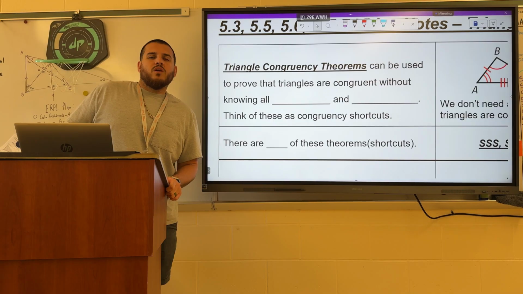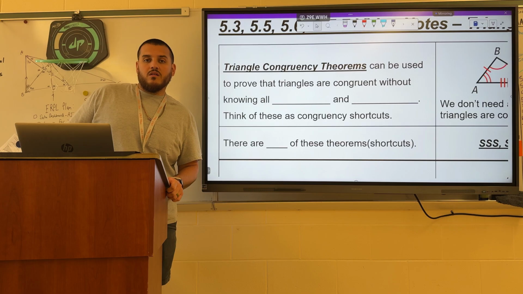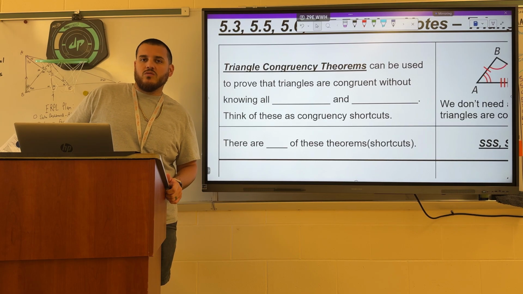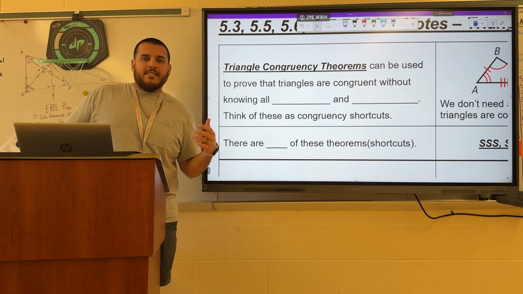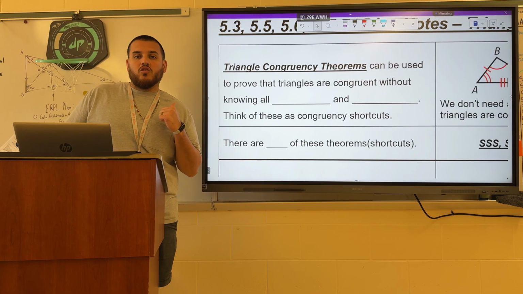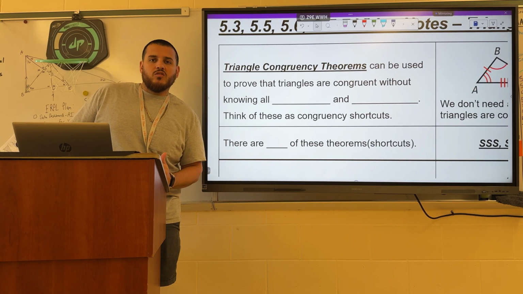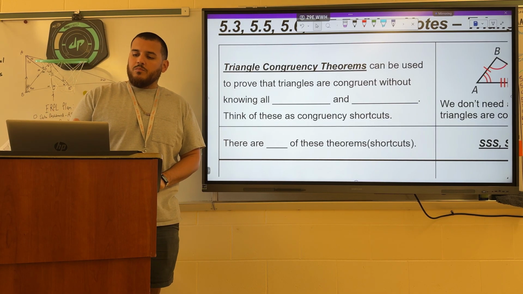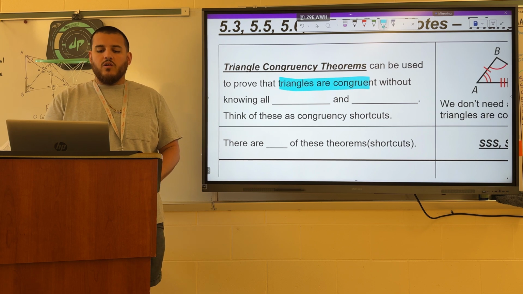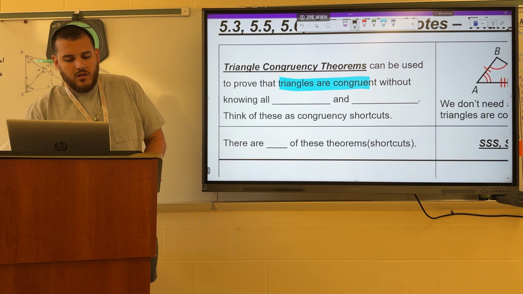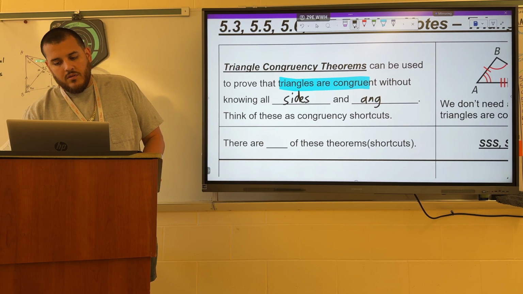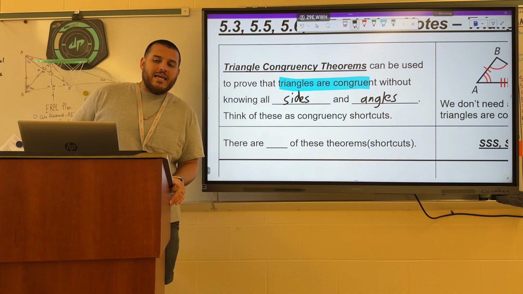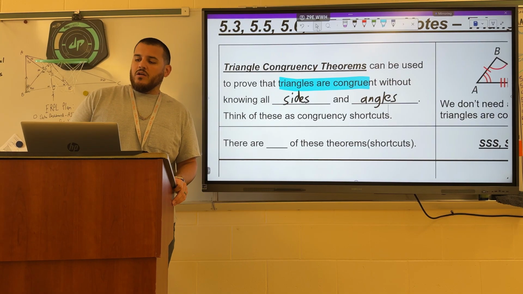Let's get into it. We're coming off a lesson where we learned about congruent polygons, which are figures where all the sides are congruent to each other and all the angles are congruent to each other. But today we're going to be learning that for triangles, we have these things called congruency theorems. Right? And these theorems are ways for us to prove that triangles are congruent without knowing all the sides and all the angles are congruent between the triangles. So we can think of these as shortcuts to proving that triangles are congruent.